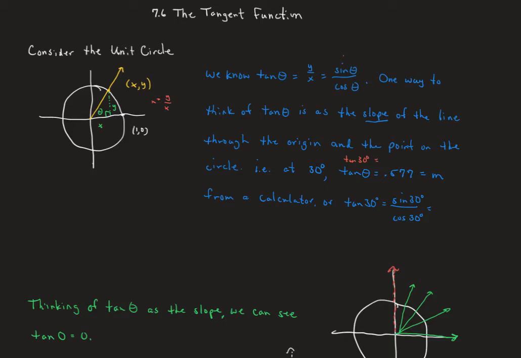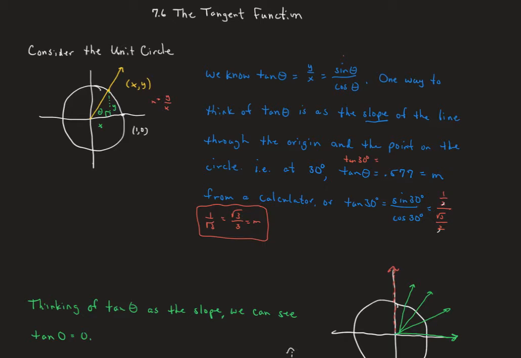You can also do it because these are values that we know from memory from our chart, that the tangent of 30 is sine 30 over cosine 30, and that the sine of 30 is a half, and the cosine of 30 is square root of 3 over 2. And so we can see that that's going to be 1 over square root of 3, or if you like, rationalizing it would be square root of 3 over 3. So there's another way of thinking of our tangent theta as the slope of the line through the origin.